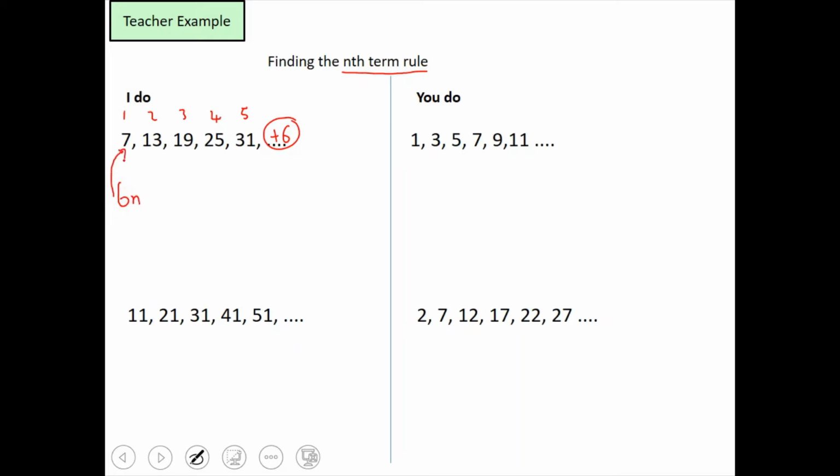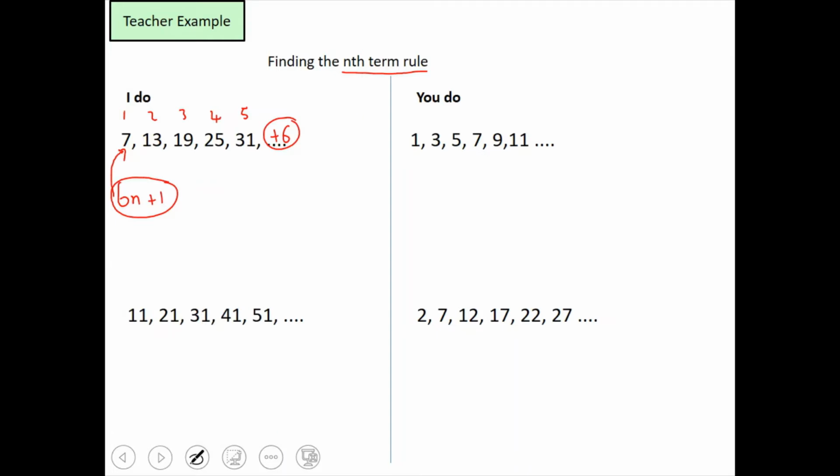How do I get from 6 to 7? I know it's add 1 every time. And that is my nth term rule. Now what we can do is just double check if you've got this correct.